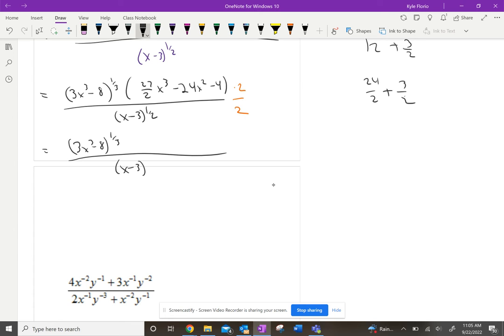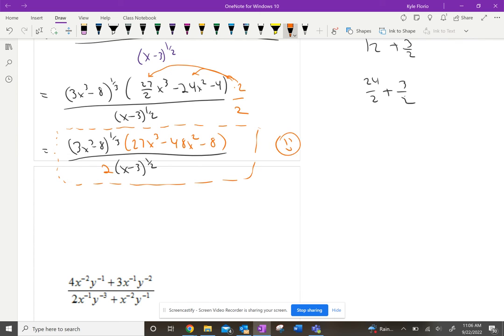The x minus 3 to the 1/2 is going to be multiplied by 2, so I'm going to put that 2 right here. And then when I distribute this 2 in, the 2 and the 27/2, the 2's will cancel out. I'm just left with 27x cubed, but then I got to double the 24, which is going to be 48. X squared, and double the 4, which is going to give me 8. So this just doesn't have the 27/2 as a coefficient. So we can leave it like that and be done.